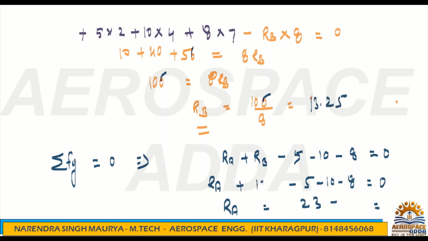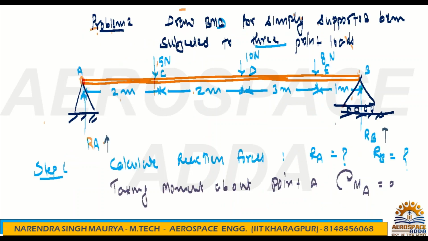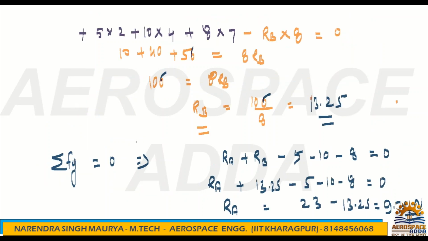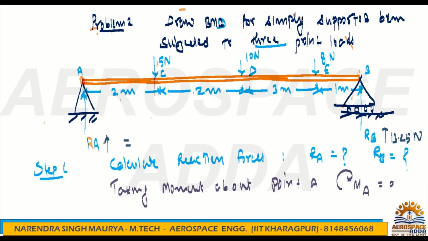You keep the value of RB as 13.25. If you subtract it, approximately you will get 9.75. So you got RA and RB. Basically RB is nothing but 13.25 Newton, and this RA you have just calculated is 9.75 Newton, right? Correct.